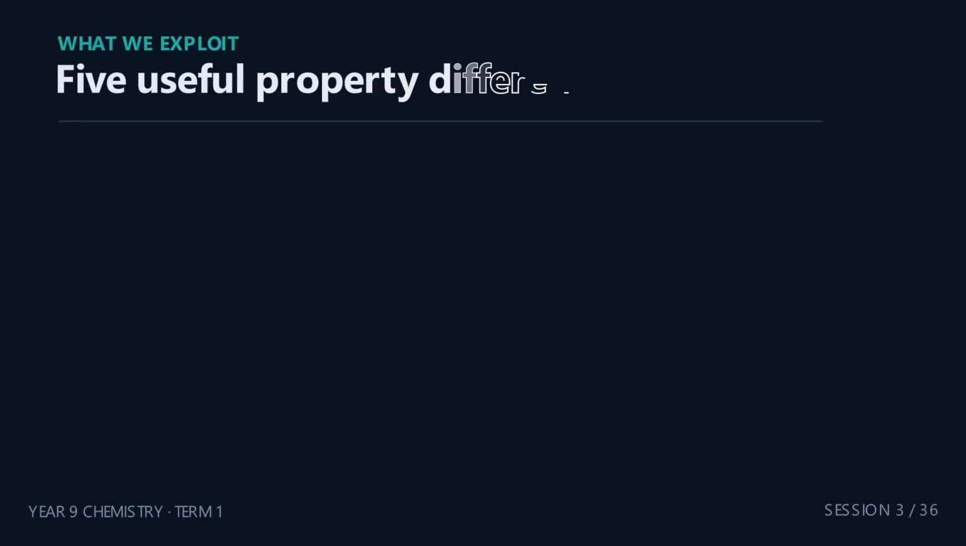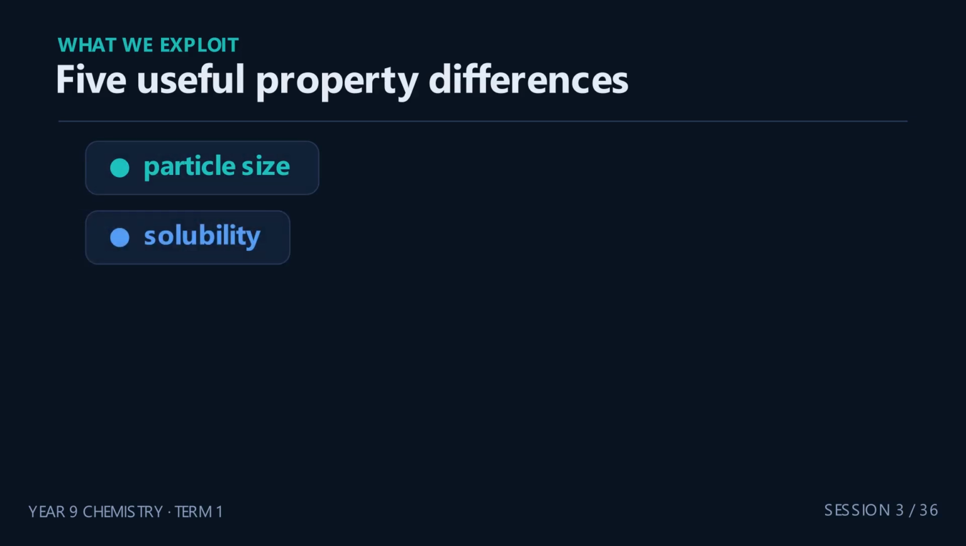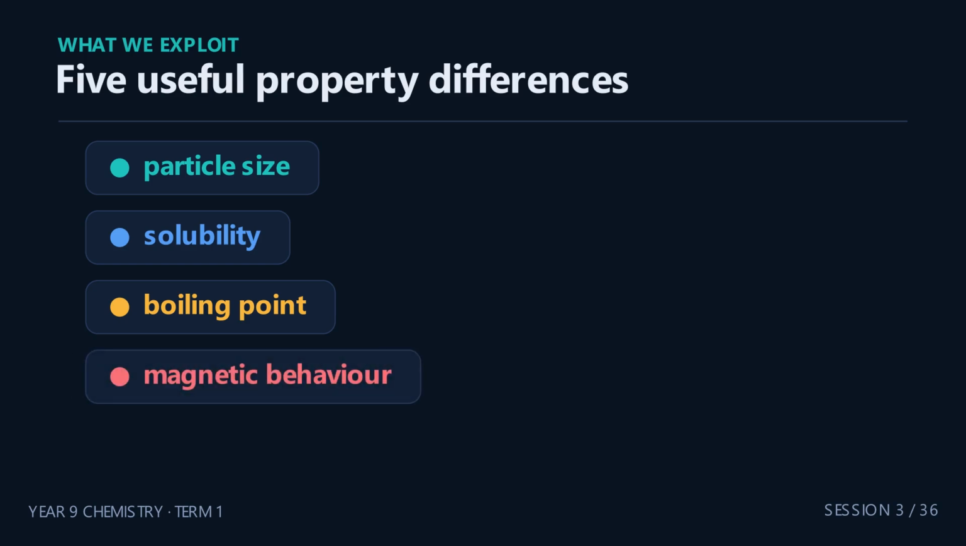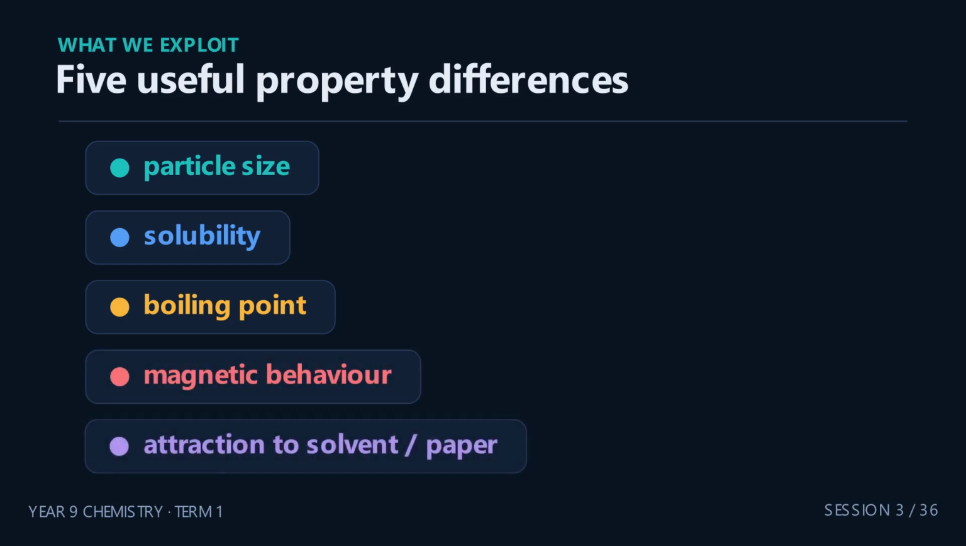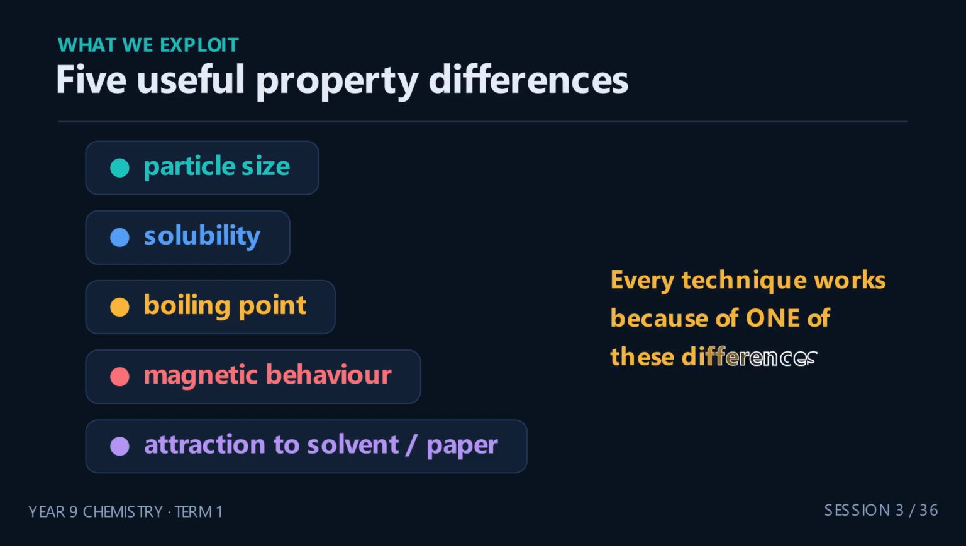So which differences can we exploit? 5 useful ones. A difference in particle size, a difference in solubility, a difference in boiling point, magnetic behavior, and different attractions to a solvent or to a stationary material like paper. Every separation technique you will ever use works because of one of these differences.